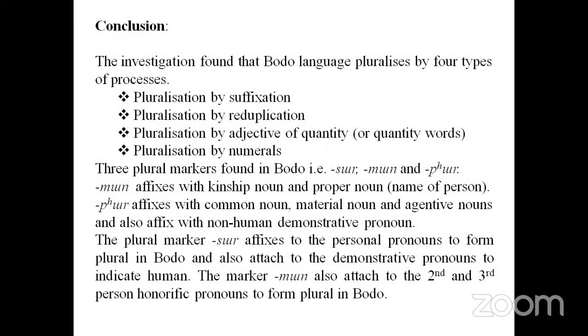So, my conclusion: the investigation found that the Bodo language pluralizes by four types of process, that is, pluralization by suffixation, pluralization by reduplication, pluralization by adjectives of quantity, and pluralization by numerals. Three plural markers are found in Bodo, that is sir, mun, and fur. Mun is for nouns, that means names of persons, and fur affixes with common nouns, material nouns, and agentive nouns, and also with the non-human demonstrative pronoun.